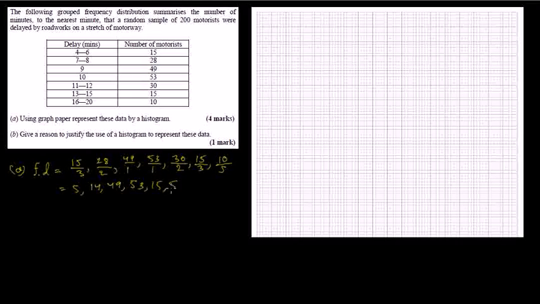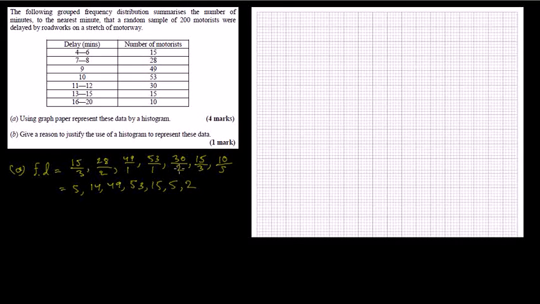The last ones are 15 by 3 is 5, and 10 by 5 is 2. This is the class boundaries, and this is the height of the histogram. The frequency density is the height of the histogram. So for the class boundaries, now we have to put them on the x-axis. Let's directly draw the histogram now.